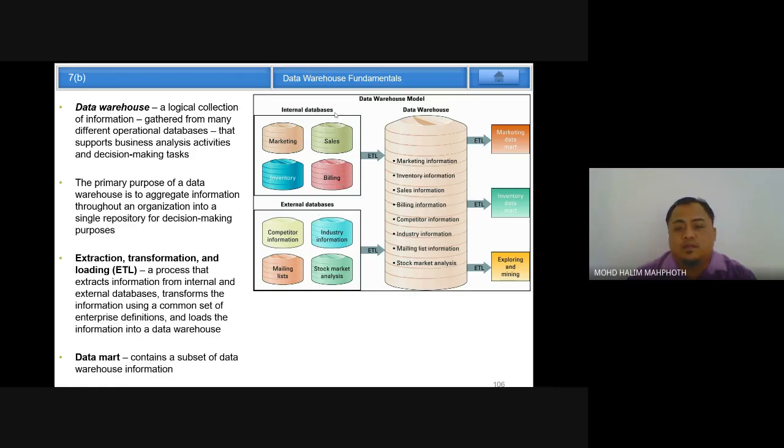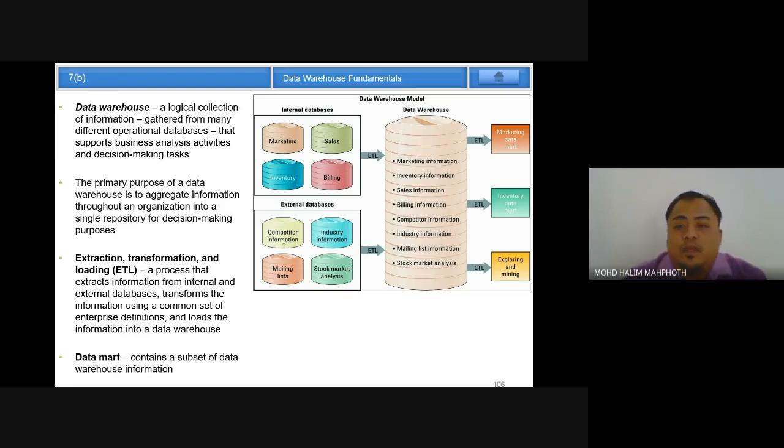The internal databases are for internal use. For example, the marketing department will use the marketing database to operate its functions, and the same goes for the sales department. They have their own sales database, inventories, and also billing database. For external databases, we compile information from outsiders, like our competitors, our industry, the stock market itself, and mailing lists.